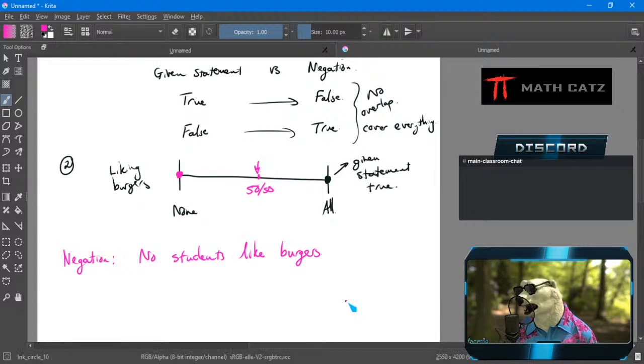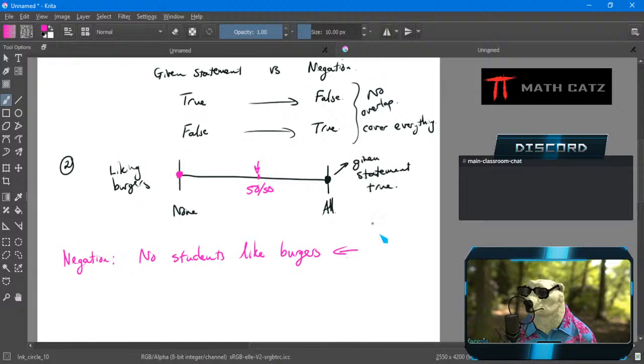Is my attempted pink negation here, no students like burgers, is that true for the 50-50 case? No, the negation isn't true. The correct negation would be not... Well, one second, one thing at a time. I'm not looking for the right answer. I'm understanding why this attempt is not right. It's not that it's wrong, it's just not complete.